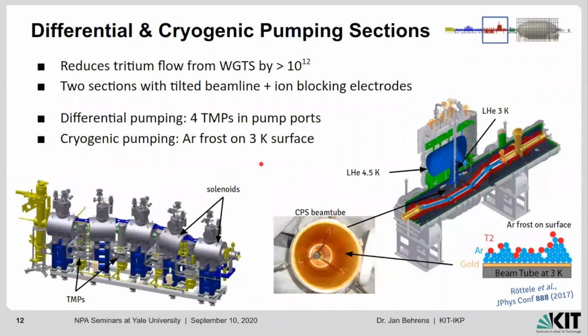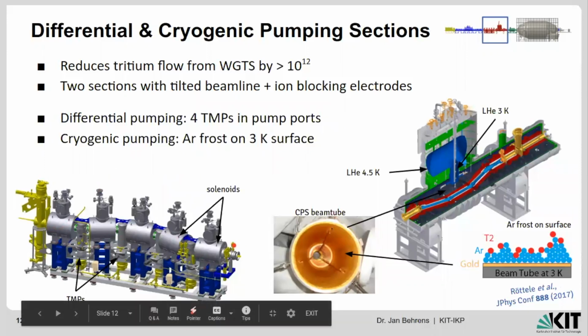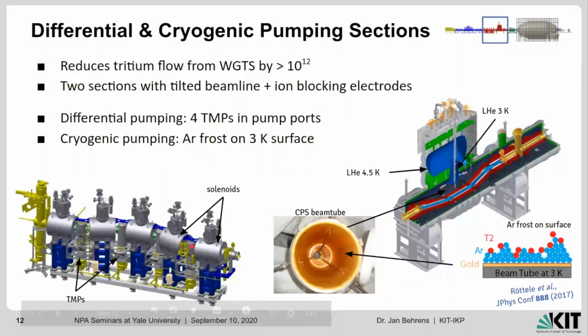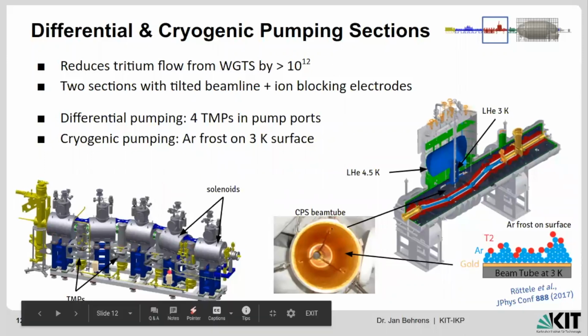Then the next step in the setup is the differential and cryogenic pumping section or transport section, as I explained earlier. We want to reduce the tritium flow from the WGTS by a few orders of magnitude. And for this, we have two sections which have both a tilted beamline, and we also combine this with ion blocking electrodes. The first step is a differential pumping section where the electrons go around the tilt in the beamline, and the heavier ions and so on don't follow because of their mass. So they are pumped out by TMPs located in the differential pumping section.